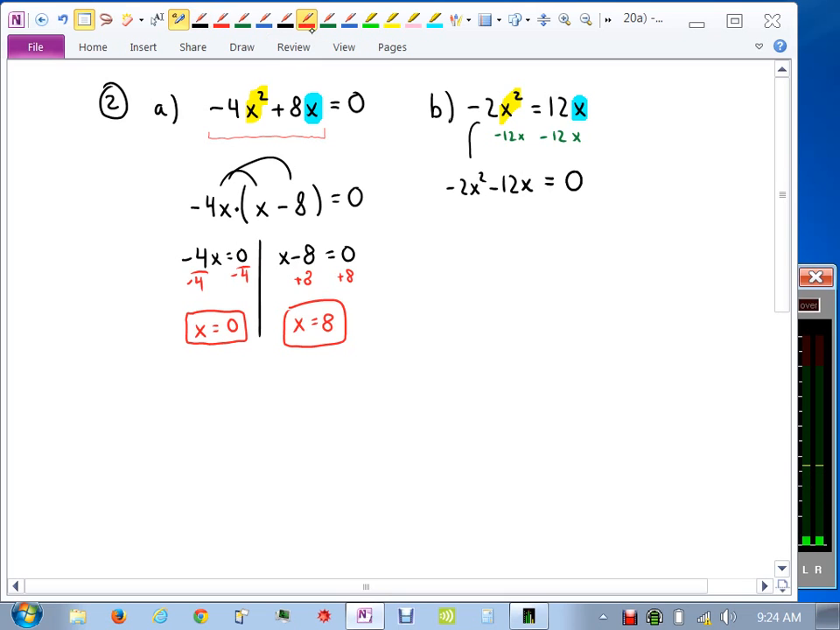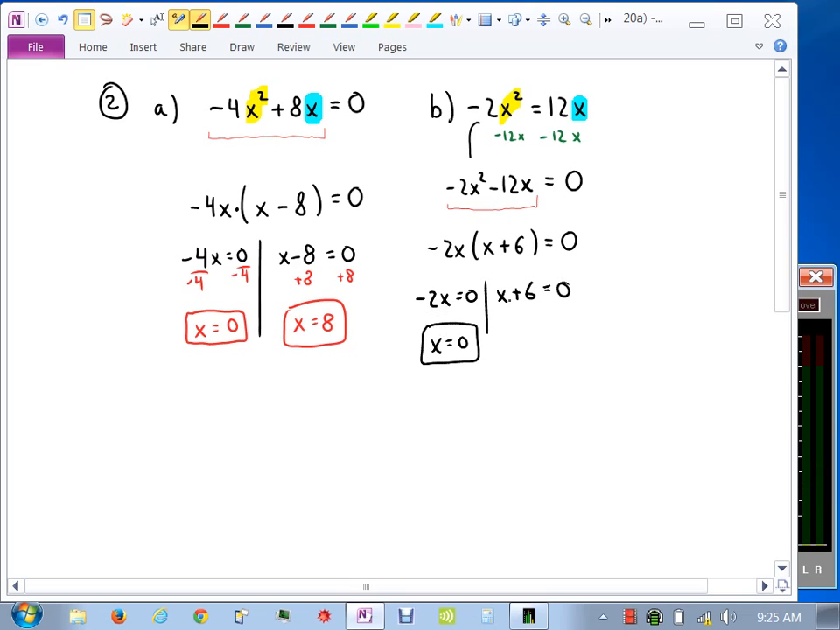And again, now we look at the left for a GCF. So I have a negative 2x I can pull out. I'm left with x plus 6 equals 0. Just double check that if you multiply through, you get back what's up here. Now let's set each of these factors equal to 0. Dividing here by negative 2, you get x is 0. Subtracting 6 on both sides of the other one, you get x is negative 6.